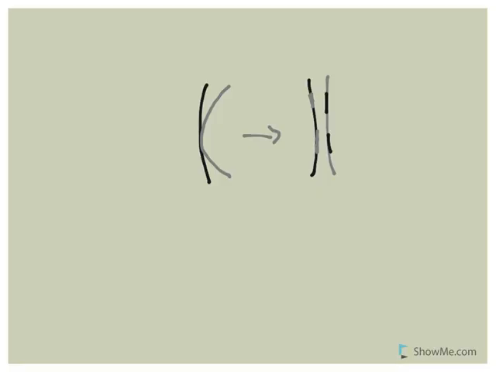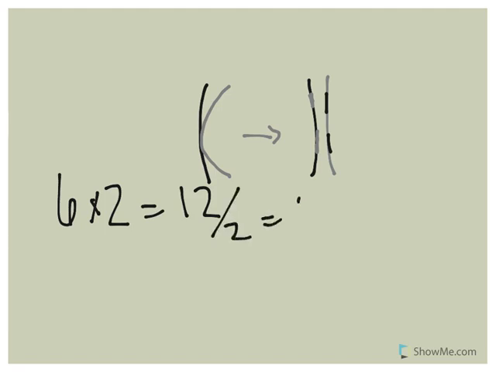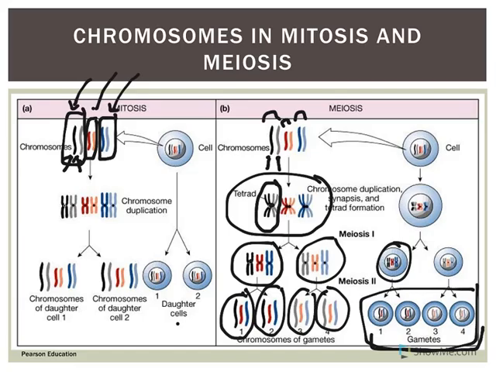So you started off with 6 chromosomes. You had duplication of the DNA. That is 12. You did 2 meiotic divisions, so you got 12 divided by 2, and then divided by 2 again. You get 3. So each of the cells has 3 chromosomes. So each is haploid.